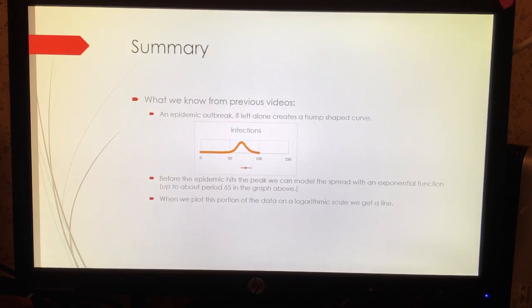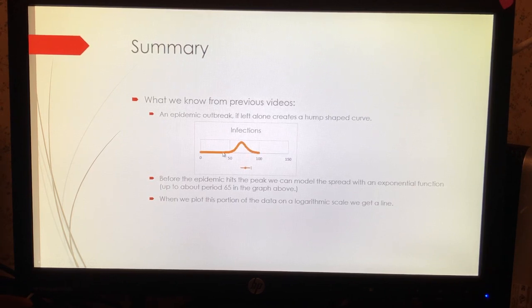So what I will need to do to answer this question is to jump back in time a little bit, just briefly into the earlier videos that we did. And here's what we know from those videos. If we just leave an epidemic alone, we get this sort of hump-shaped increase in infections, where early on we get this exponential increase. We get an inflection point where the curve starts to flatten out a little bit. We hit the peak, and then we run off down the peak.